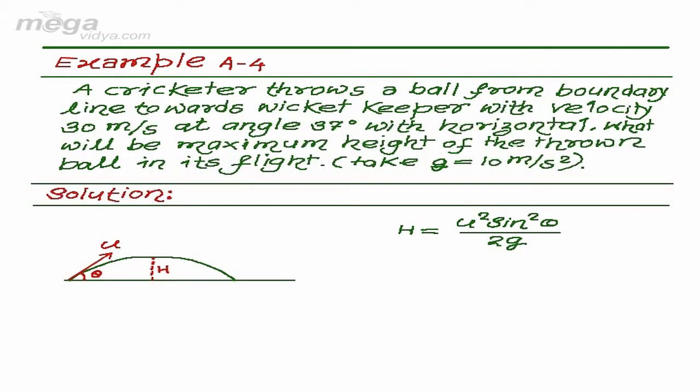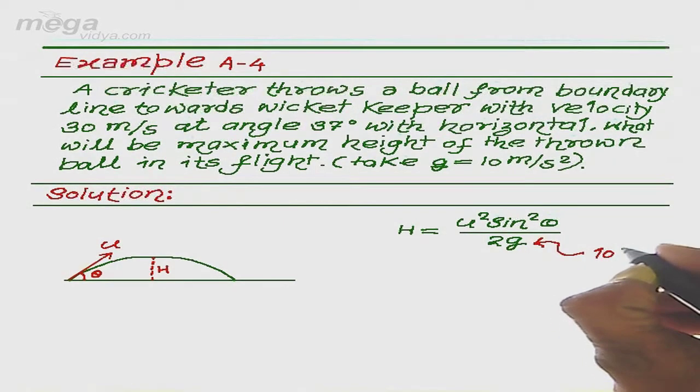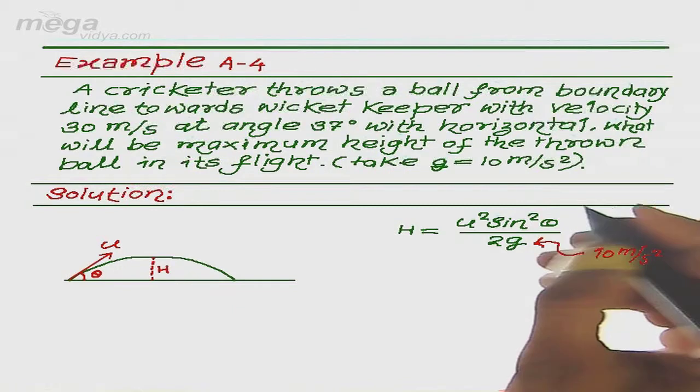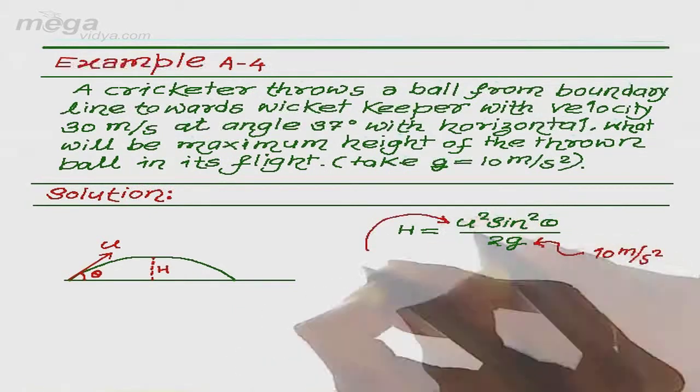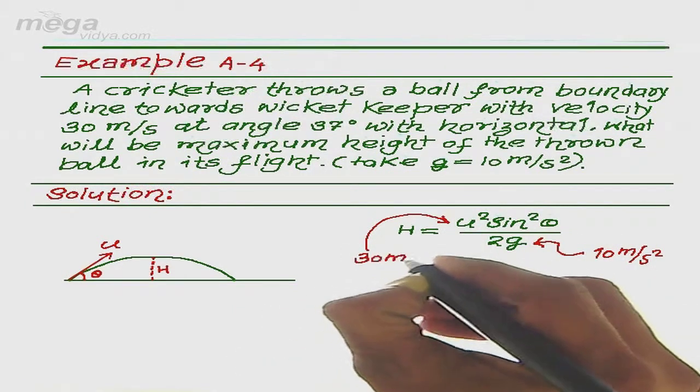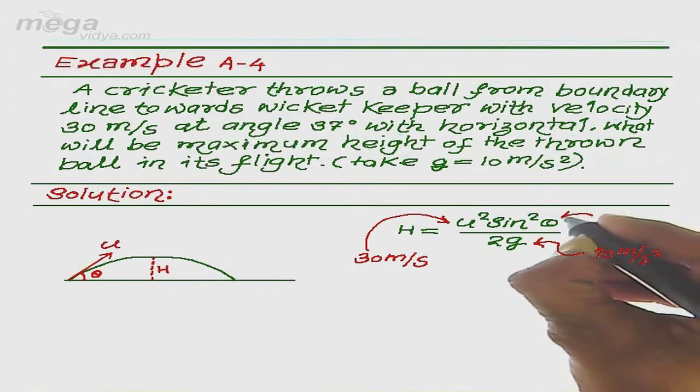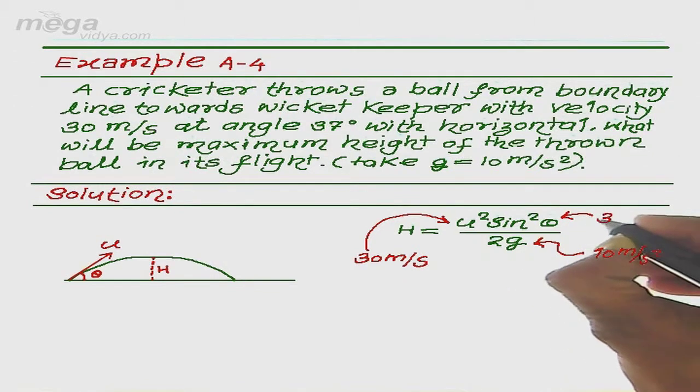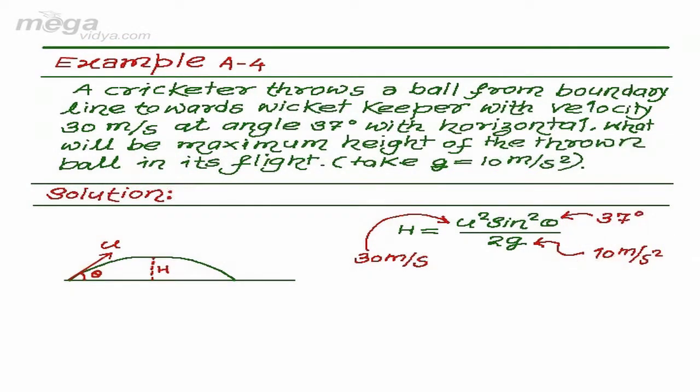So, as per the given situation, we know that g is here 10 meter per second square, u is given to be 30 meter per second and theta is given as 37 degree. So what will we do? We will just put these values into this formula.